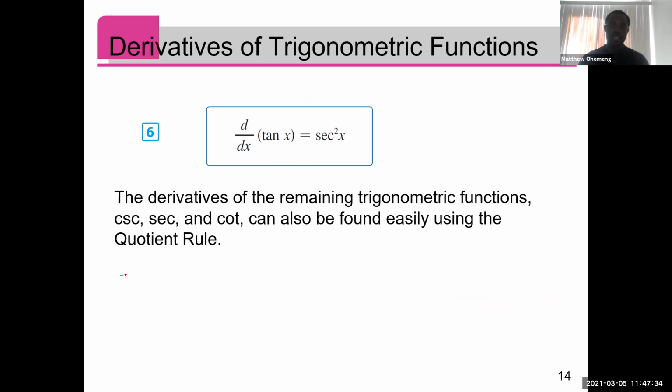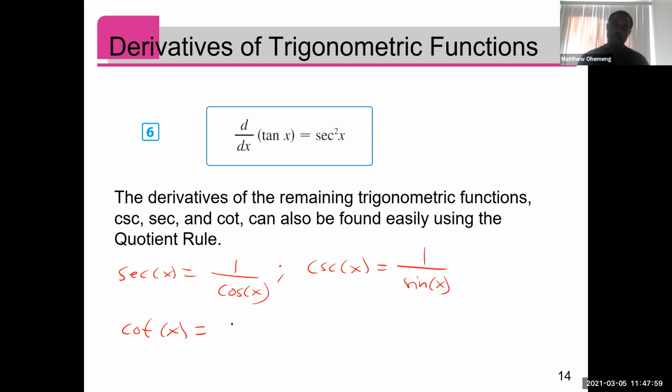So let me write these down. We know secant of x is 1 over cosine. So you can try these. If you want the derivative, you have to attach the differentiation operator to this and use the quotient rule. Now, you know that cosecant of x is 1 over sine, so you can apply the quotient rule here and you get your answer. Cotangent of x is equal to cosine of x over sine, so you can still use the quotient rule here and you get the corresponding derivatives. And that's it on that.